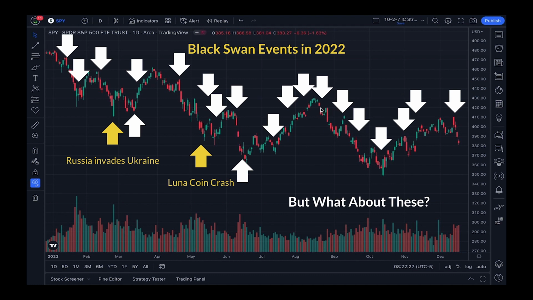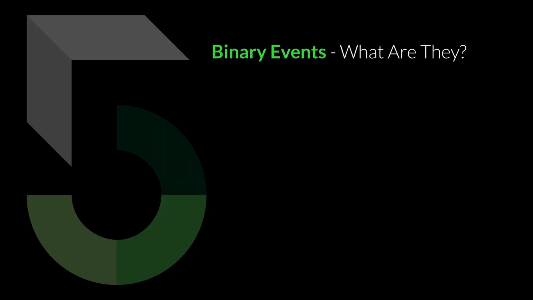You can see this one right here. You can see this one here that we're just experiencing right now in mid-December. You can see this huge green candle. I mean, there's just a lot of volatility. So if those aren't the black swan events, what are these events that are causing this glitch in the markets this year? So this is what is referred to as a binary event.